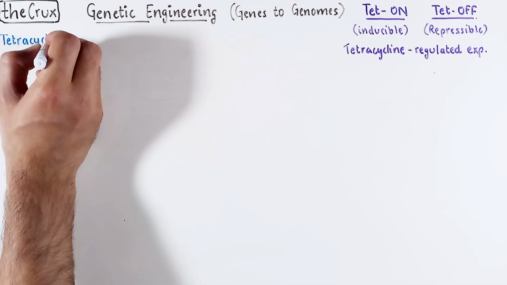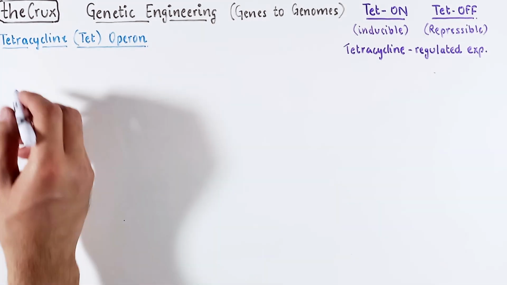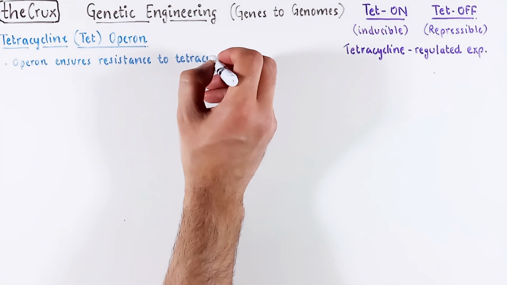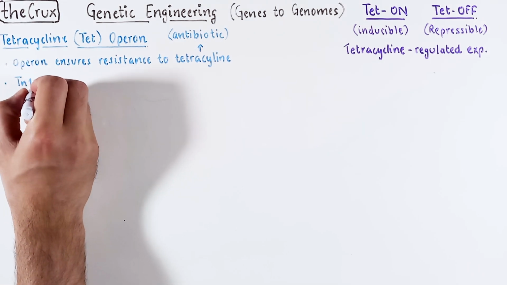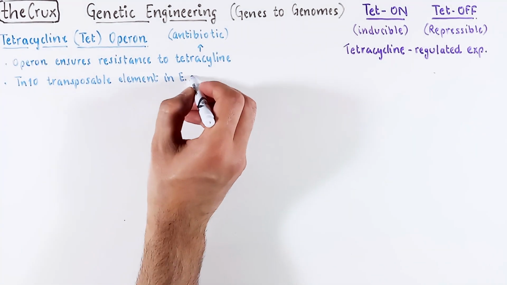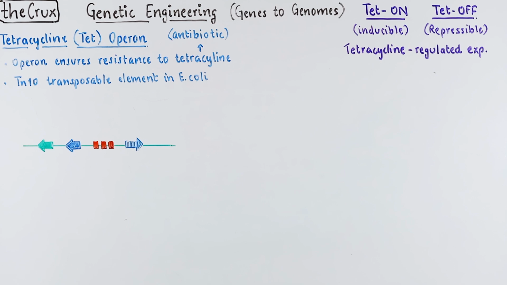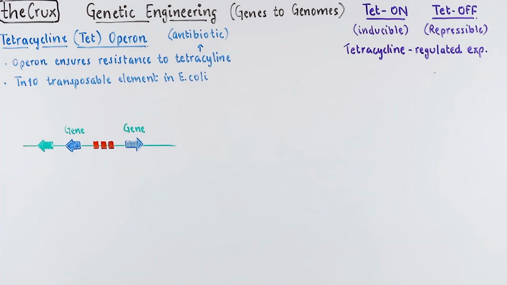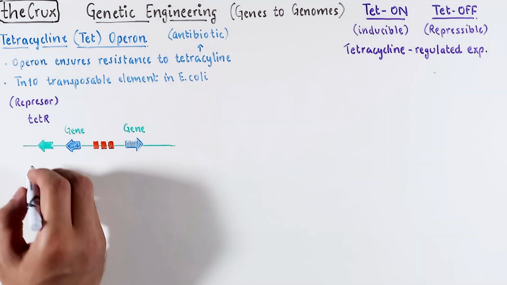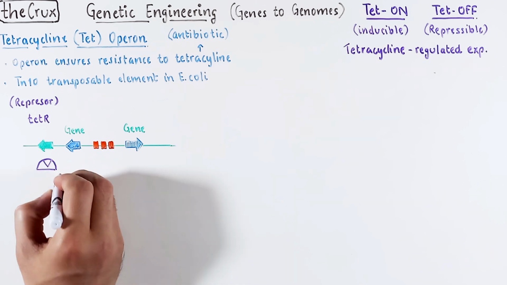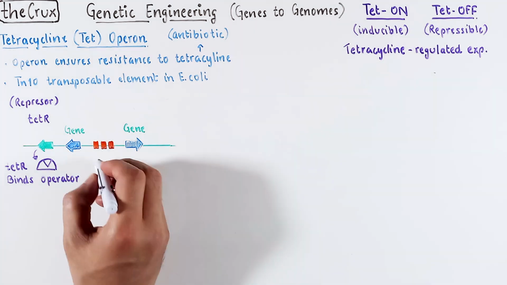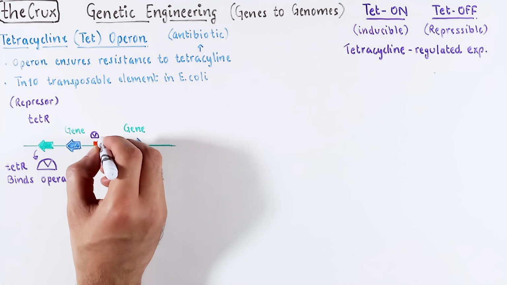The TET system is based on this naturally occurring tetracycline operon that ensures resistance against the tetracycline antibiotic. This operon is found in a transposable element in the bacteria. I'm not going into details of the operon, but here's what you need to know. There are quite a few operon-specific genes that help in antibiotic resistance. The important regulator for all these genes is the tetR gene, which, as the name suggests, produces a repressor protein called tetR. The tet repressor specifically binds to tet-O, the operator sequence, which is 19 base pairs in length.